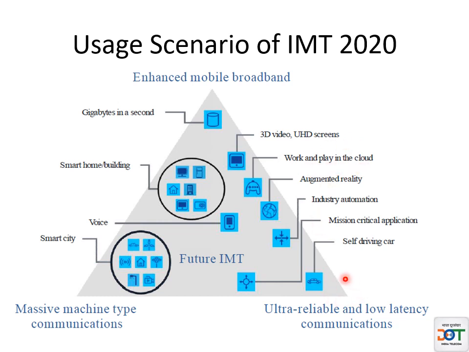Now let us move to the vertex on the bottom right side. This is for URLLC. So what is URLLC? Ultra reliable and low latency communications. This is for services like self-driving or autonomous cars, which need a very reliable service and very low latency. In addition, there are other mission critical applications like remote surgery, a doctor operating from a remote location, and industry automation like robotics, which will all come into this. There you require ultra reliable and low latency communications.